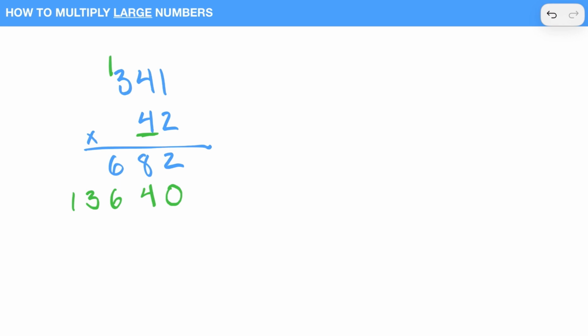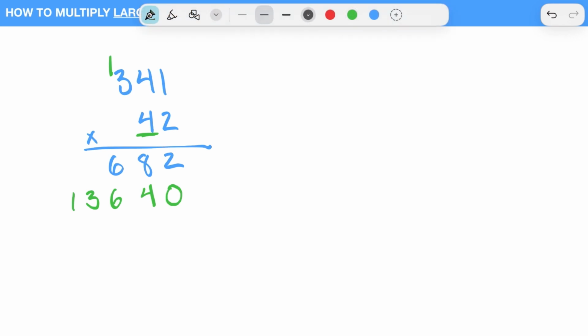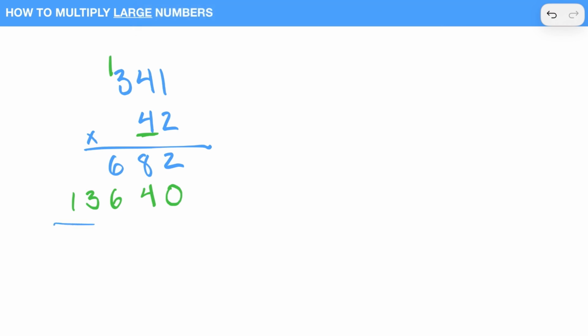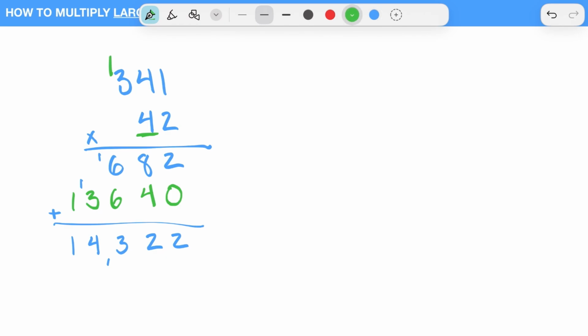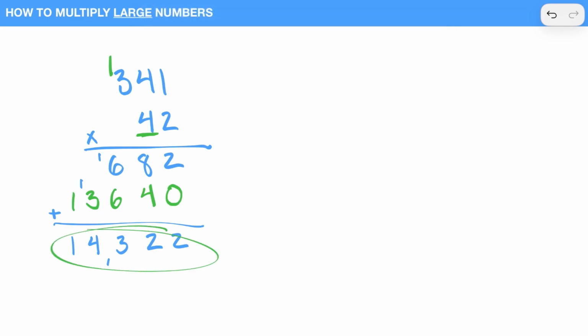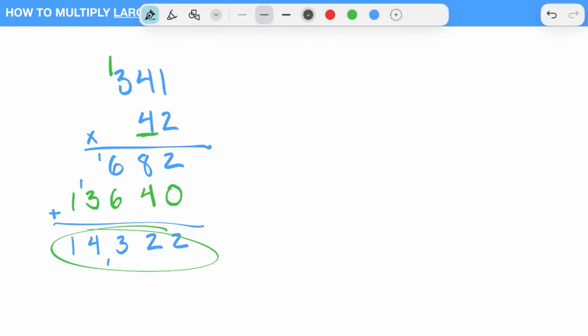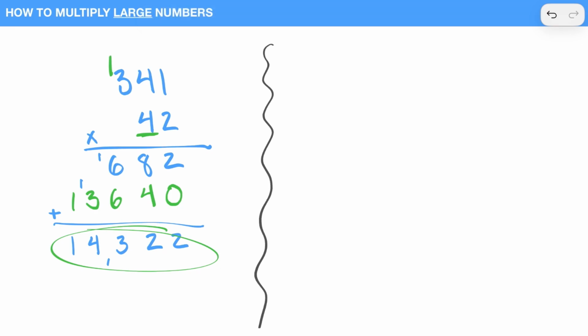To finish, we now have one more step. We're going to add these two numbers together. 2 plus 0 is 2. 8 plus 4 is 12. We're going to carry the 1. 6 plus 6 is 12. Plus 1 is 13. Carry the 1. 1 plus 3 is 4. Bring down the 1. And that is our answer: 14,322. Let's go ahead and do another example, maybe a larger example.